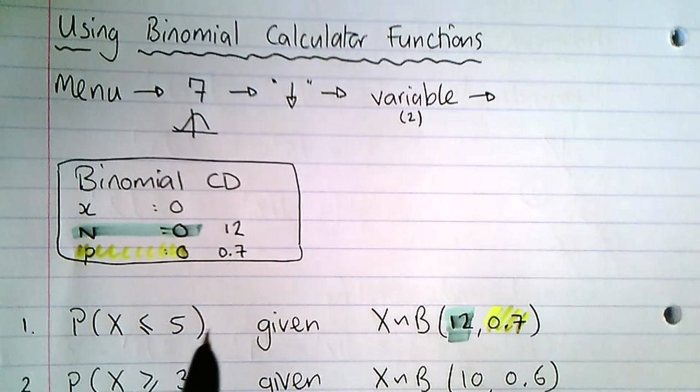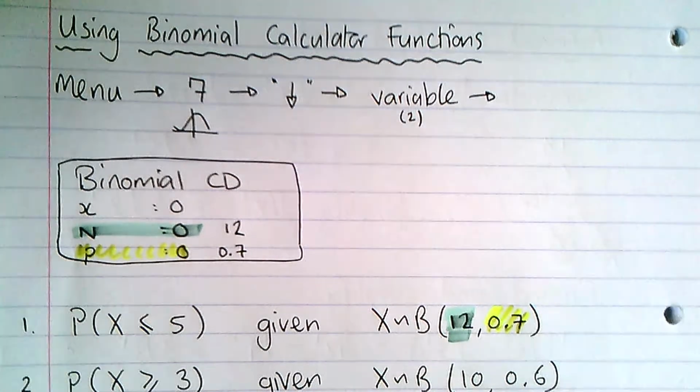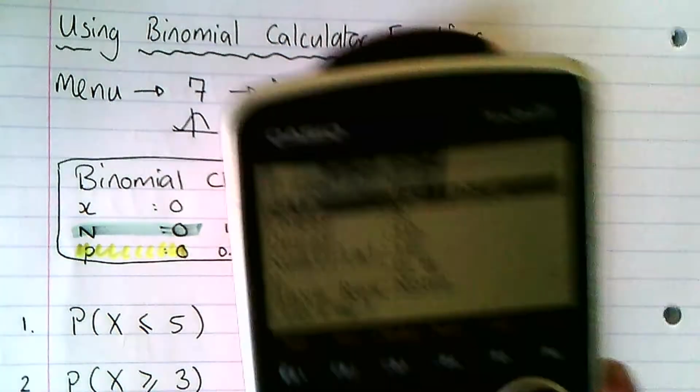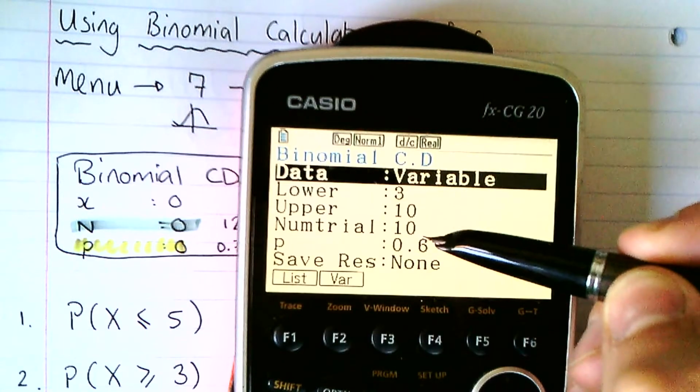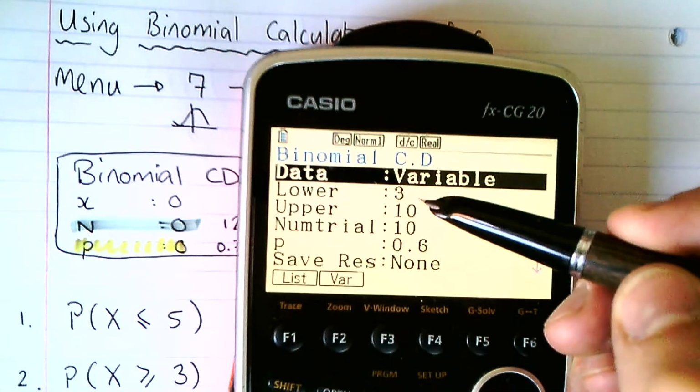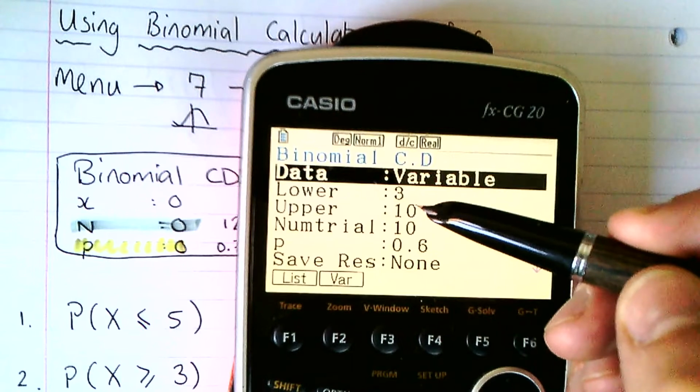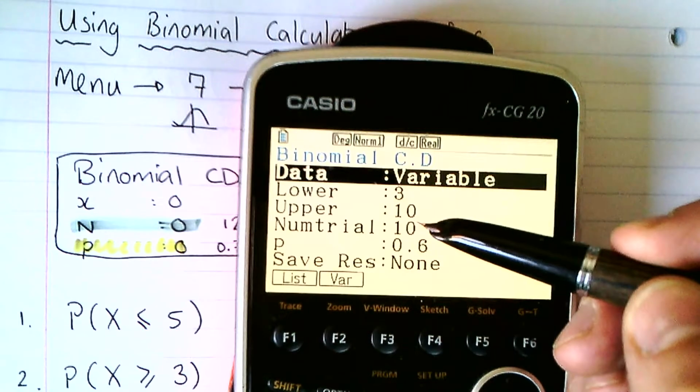Now, I'll show you what my calculator looks like in a moment. I'll do it now, actually. So my calculator asks for the number of trials, that's your n, probability p, but then it's got upper and lower. So I can set a bound for the top, my upper bound, and I can set a lower bound.